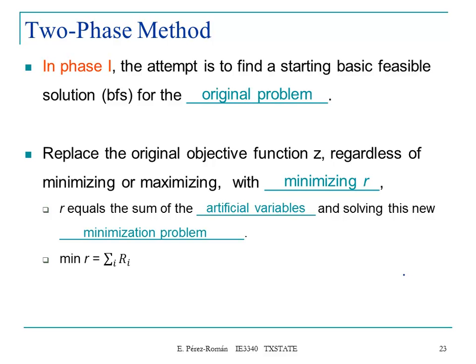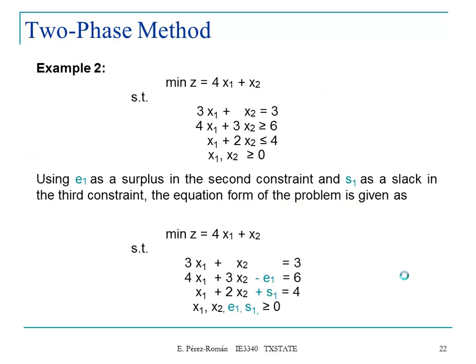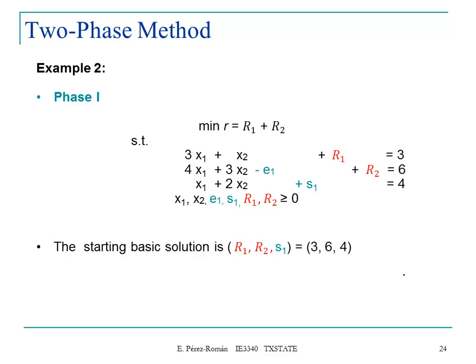So let's see how that applies to this problem. Remember, this was our objective function, but now we're not using that objective function. In our first phase, we're just going to minimize the summation of the artificial variables that we added to the problem. So we still have our constraints, but the objective function is to minimize these artificial variables. So the starting basic solution, again, is R1, R2, and X1 with this value.